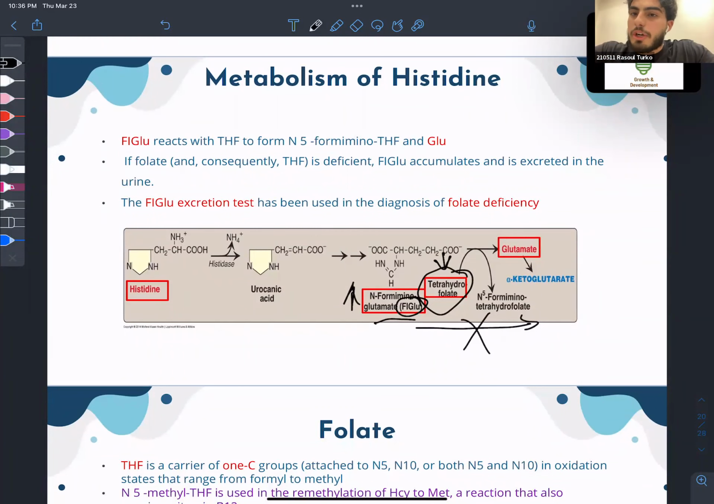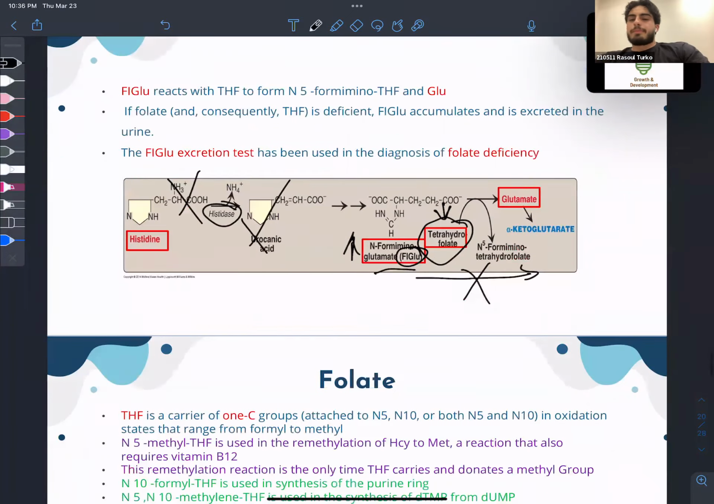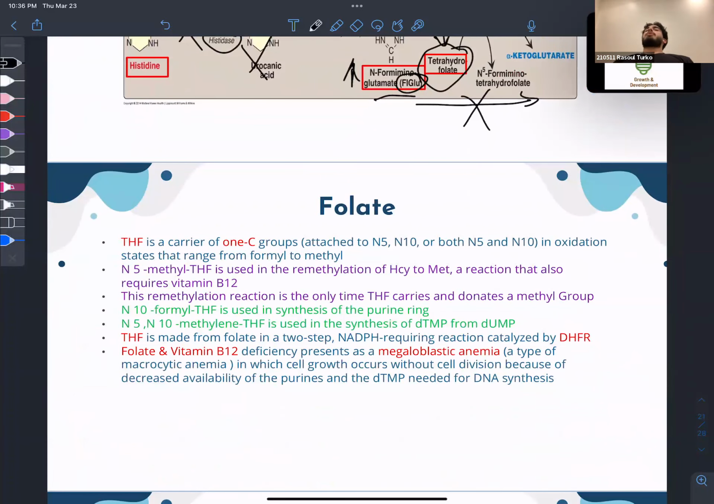You guys don't need to worry about the diagram. You guys don't need to worry about those little enzymes. Those are not important. This is exactly what you guys need to know. Okay. Now folate. We talked a lot about folate and what it does.